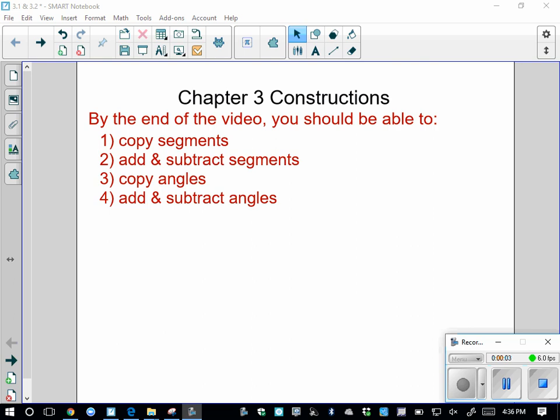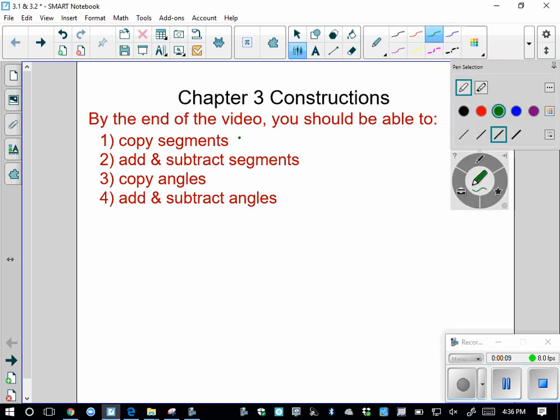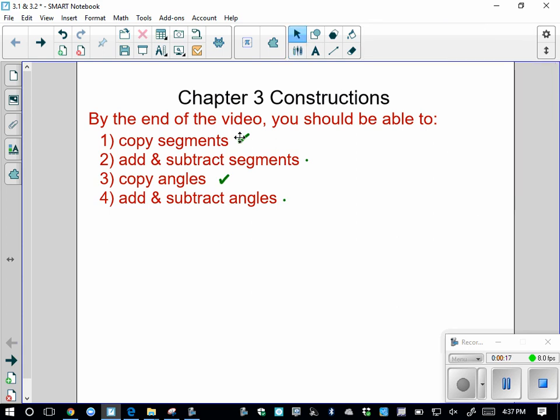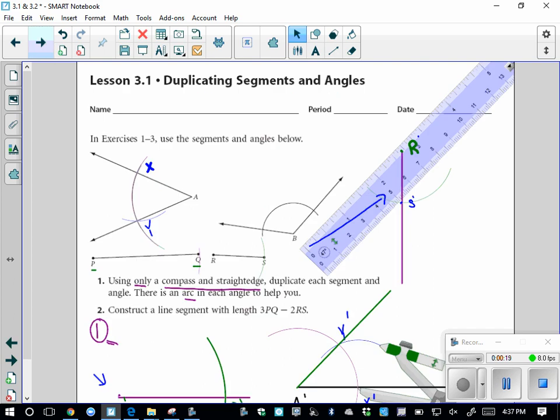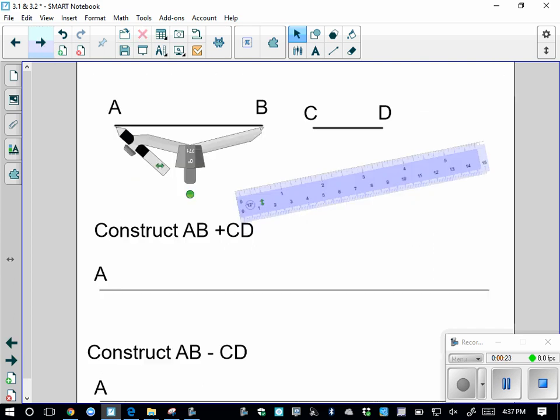Second video, a continuation of the first one, just to make it a little bit shorter. On the last video, we copied segments and we copied angles, and now we're going to do adding segments and adding and subtracting angles. So if you just watched the last video, we did this page, copying angles and segments. And now we're just going to construct the sum of a segment and the difference of a segment.